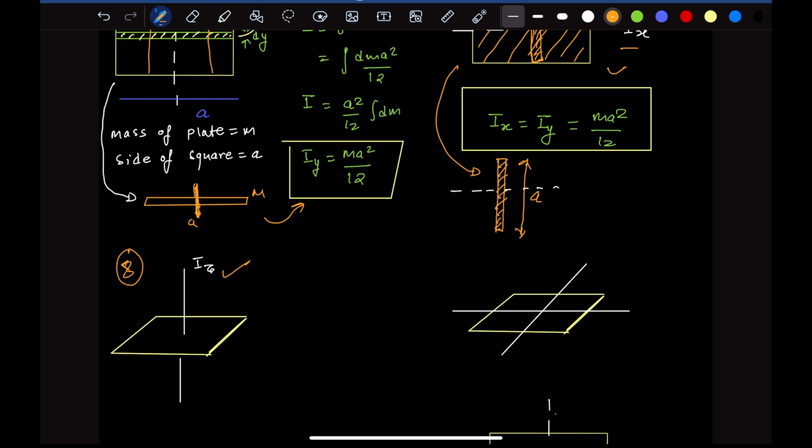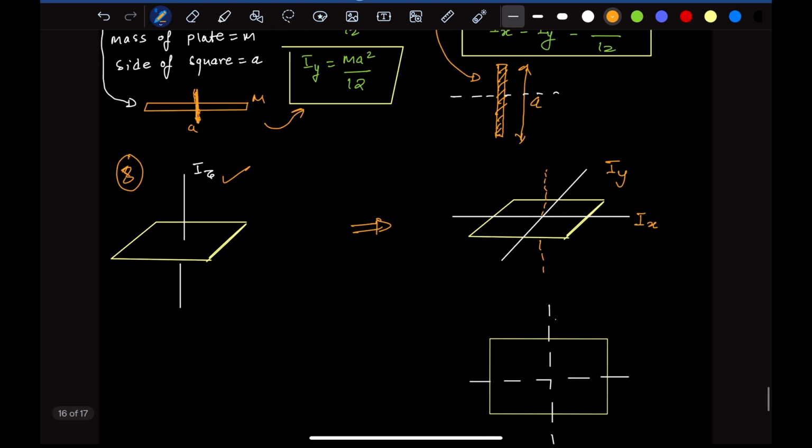So look here, I have taken the two axes in the plane. Let's call them the x-axis and y-axis, right? And the z-axis is perpendicular to the plane, right? And if you look in the top view, this will be the top view of this square plate, right? So this is Ix, Iy.